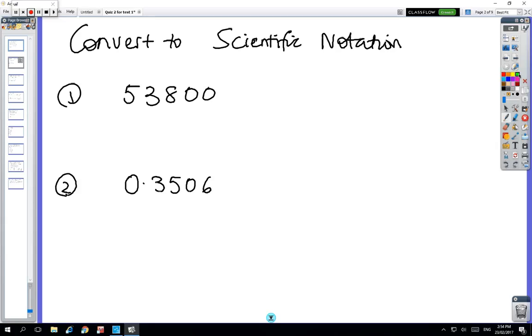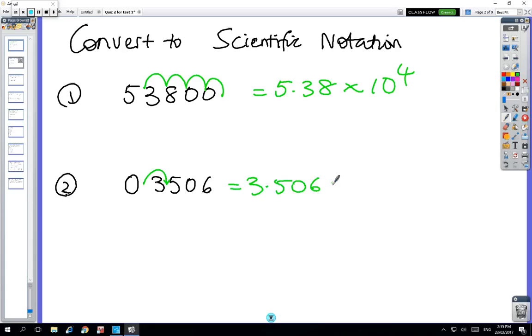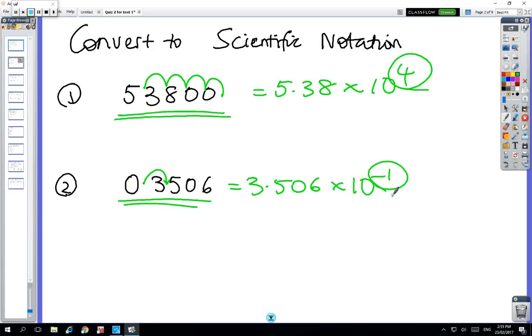Alright, so the decimal place is there, so 1, 2, 3, 4. So the answer is 5.38, and we've gone 4 places, so it's times 10 to the 4. And in this particular case, we've just gone 1 place, so it's 3.506 times 10 to the minus 1. So just remember, big numbers have positives and smaller numbers have negatives. Just remember that always. Okay, let's move across.